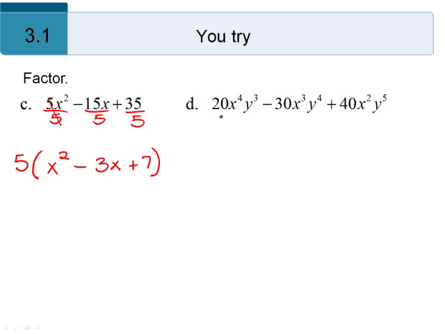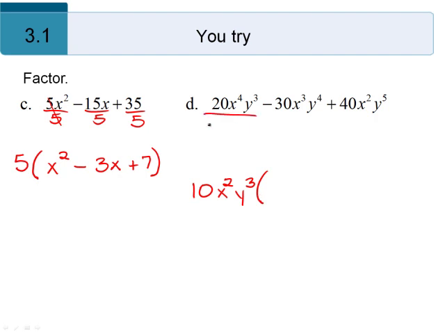Okay, letter D. Here we have 20, 30, and 40. So what goes into all of those would be 10. And then let's look at the x's. x to the fourth, it's in every term: x to the fourth, x to the third, x squared. So the smallest is x squared. And then we have y in every term. The smallest there would be y to the third. So that's my greatest common factor that's out front.